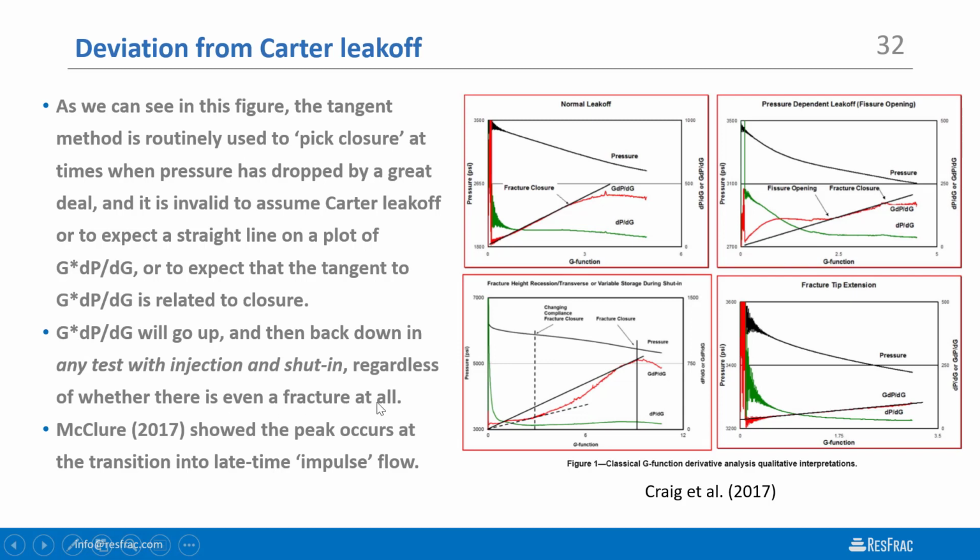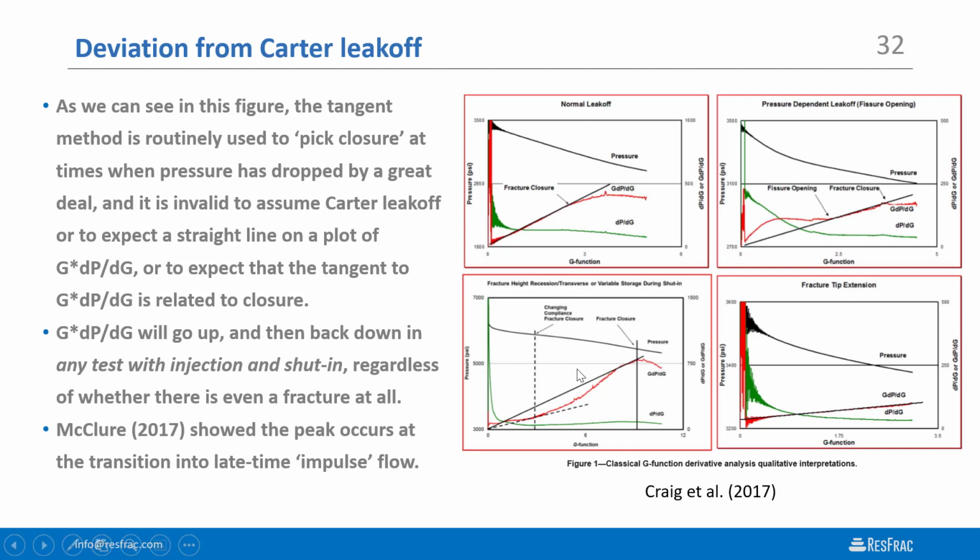That is true even if there isn't a fracture. Any injection test of any kind in any type of rock, with or without a fracture, if you inject and shut in, and then you make a G times dP/dG plot, it will go up and then back down. And there will always be a, quote, tangent method pick, even if there's no fracture. And so that's something I think is really important to keep in mind. And so what we see is people applying these G times dP/dG plots really, really late out into the transient. Pressure has dropped thousands of psi. It's way past Carter leak-off. It's nothing like Carter leak-off, and they're still trying to do a G times dP/dG interpretation.